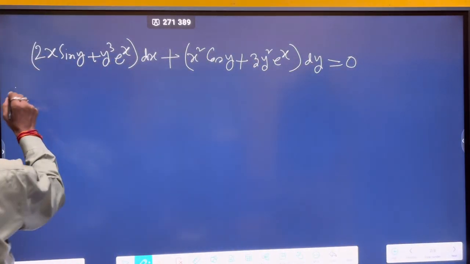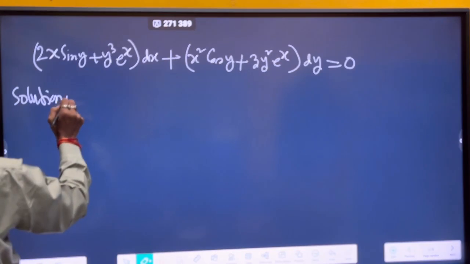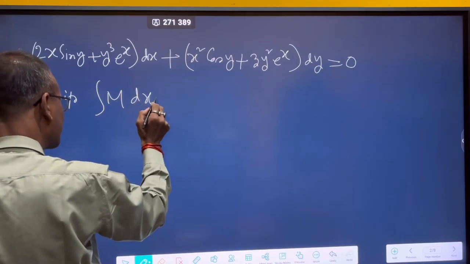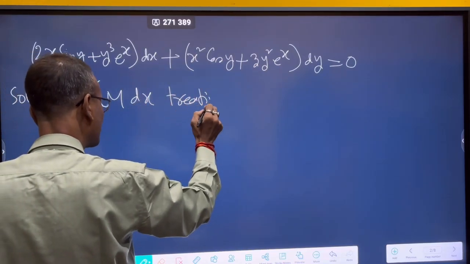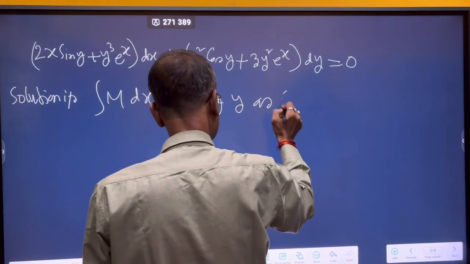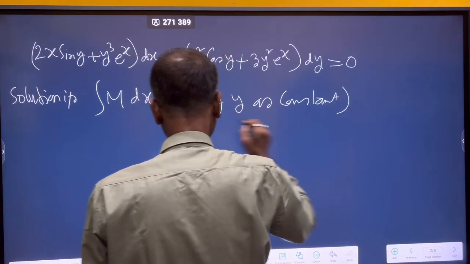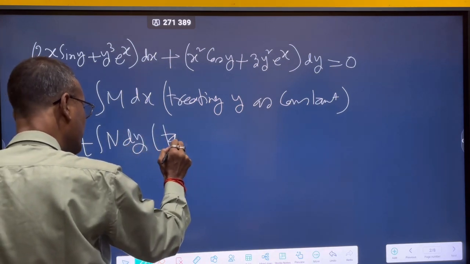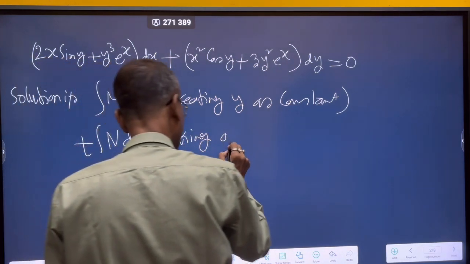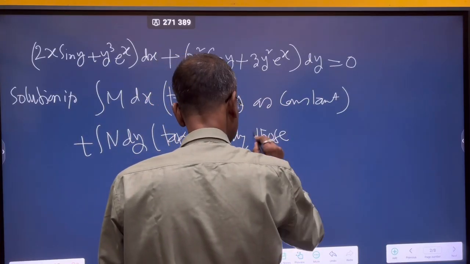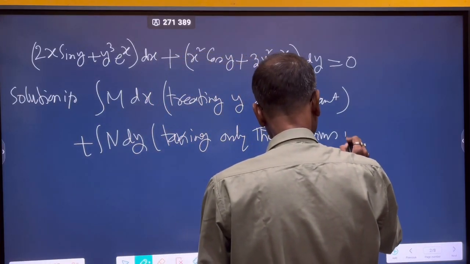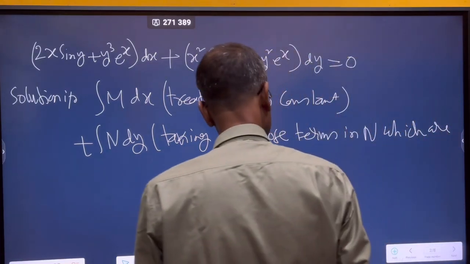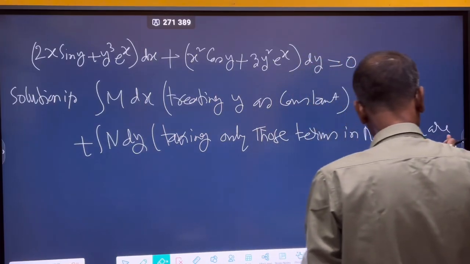The solution is the integral of M dx, treating y as constant, plus the integral of N dy, taking only those terms in N which are free from x, which do not contain x.